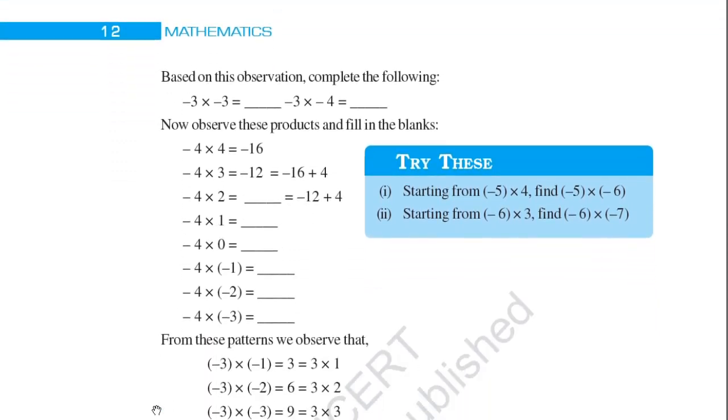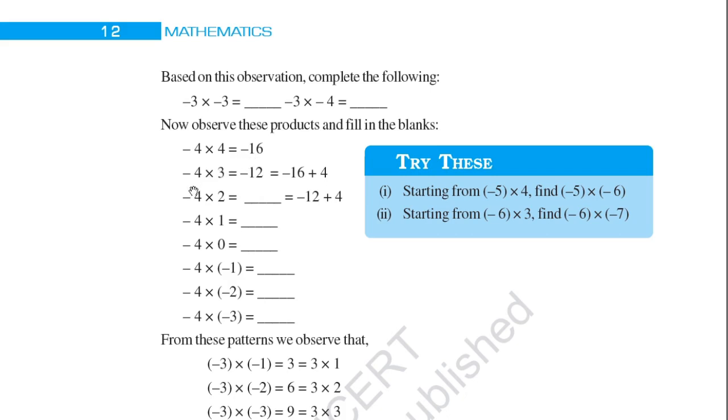So minus 3 into minus 3 will become plus 9, and minus 3 into minus 4 will be multiplied and you will get minus minus becomes positive, so positive 12. Now observe these products and fill in the blanks. Here one is negative and one is positive, so the product will be negative. So negative 16 will be the answer.